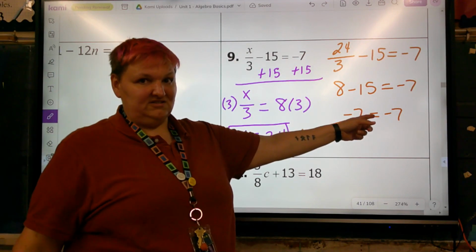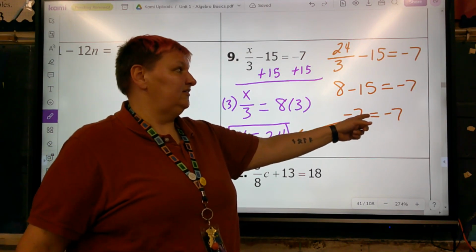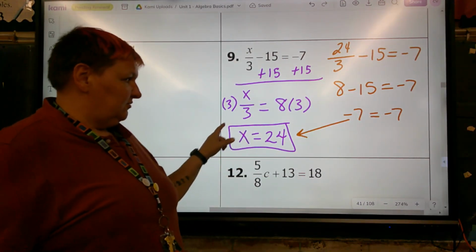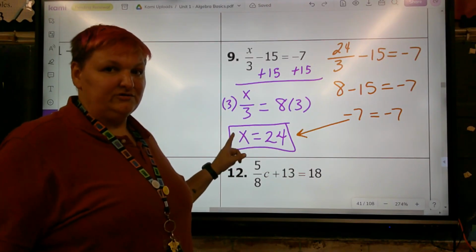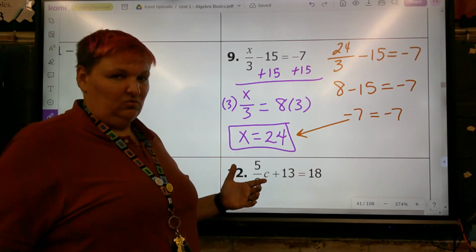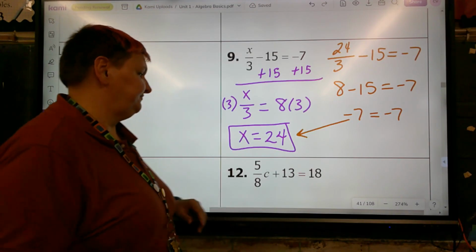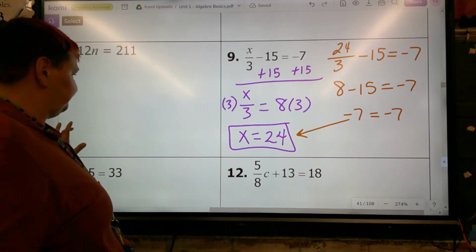This is not the answer. This is me checking my work. This is the answer. Put a circle or a box around your answer so I know what your final answer is.